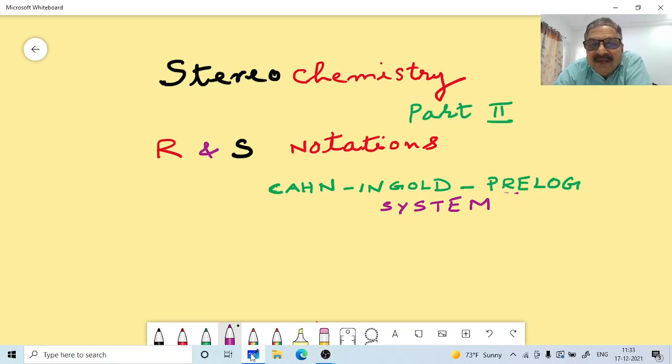Now, for this naming of the stereoisomers using the R and S notations, usually the procedure followed is designating, or assigning, priority to each group bonded to the stereogenic center. There are 4 groups bonded to the stereogenic center. So all the 4 groups, you have to consider not the entire group. You have to see only the atom bonded to the stereogenic center, and then you have to assign priorities.